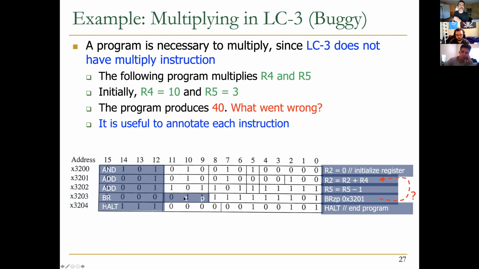This Z should not be there. This should be branch only if the value of R5 is positive, right? If we change this instruction to branch positive, basically changing this middle bit to 0, then the program works correctly.